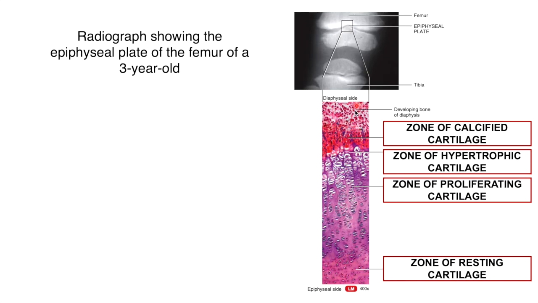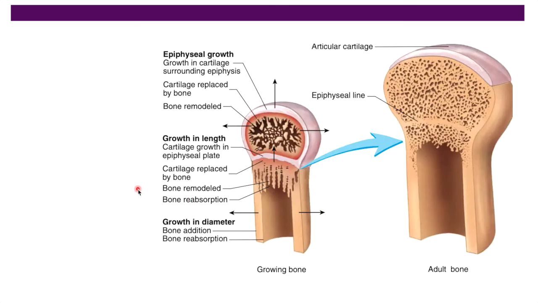As a result, the zone of calcified cartilage will become the new diaphysis that is firmly cemented to the rest of the diaphysis of the bone. Growth in length occurs as a result of interstitial growth of cartilage on this side of the epiphyseal plate or through the replacement of cartilage on this side of the bone.